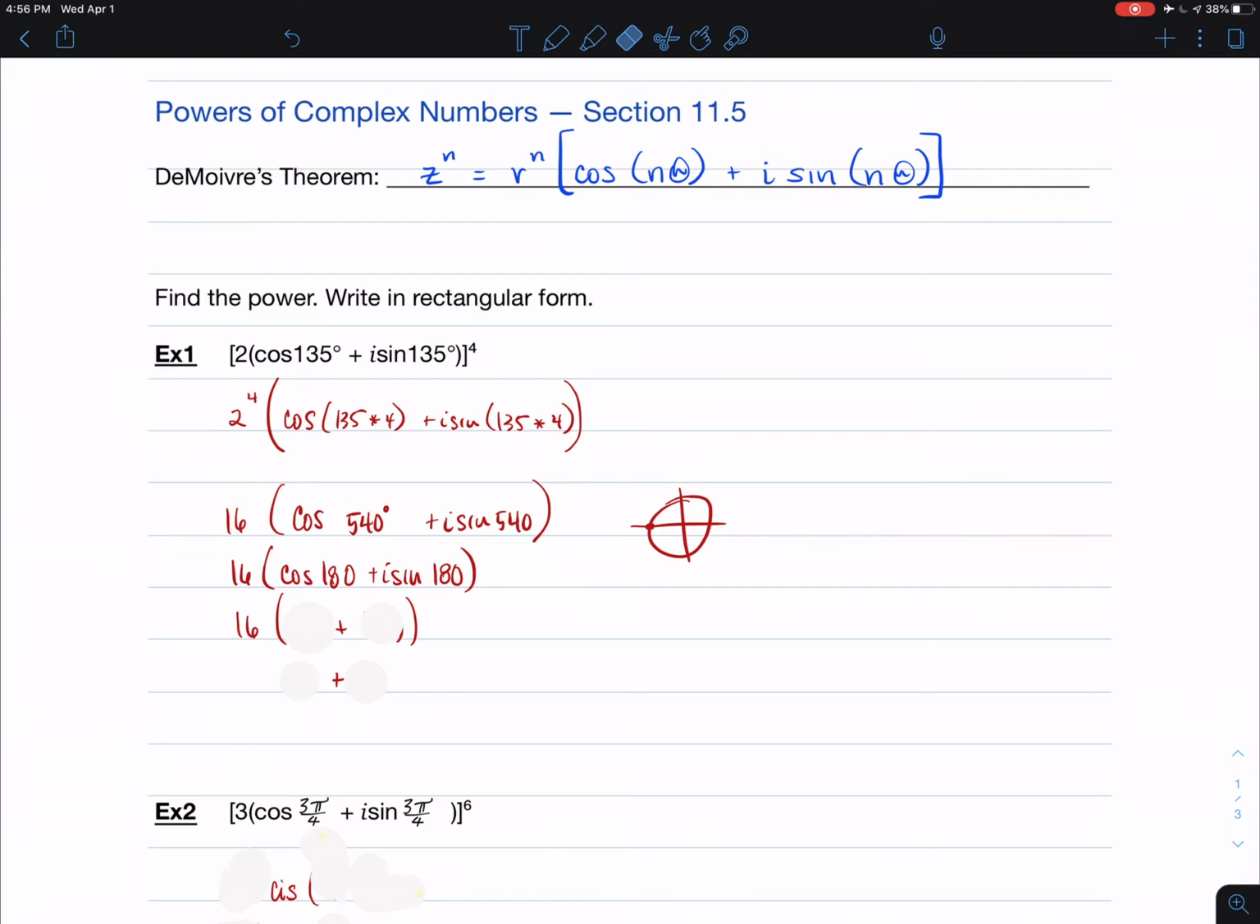So leave your 16 alone. The cosine at 180 is -1. And the sine at 180 is 0. Distribute your 16, and you're going to have -16 plus 0i.